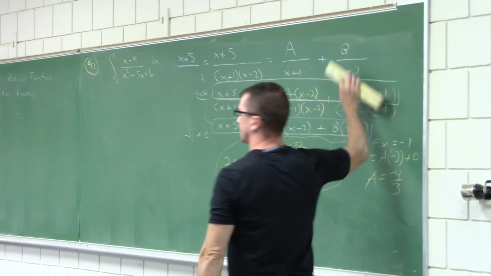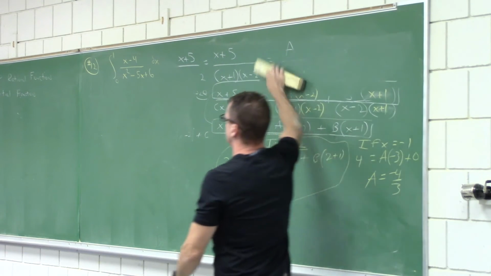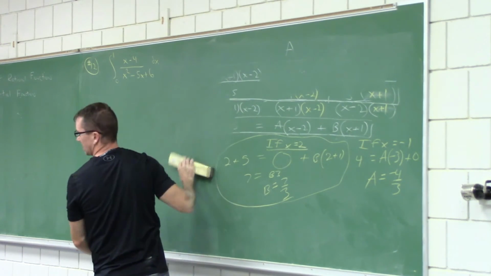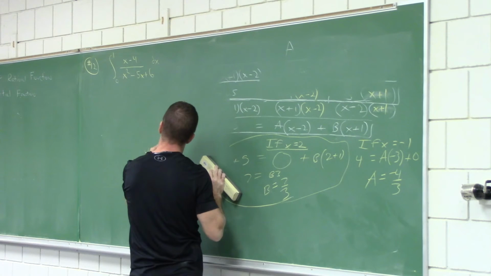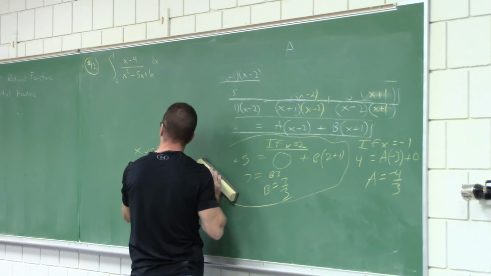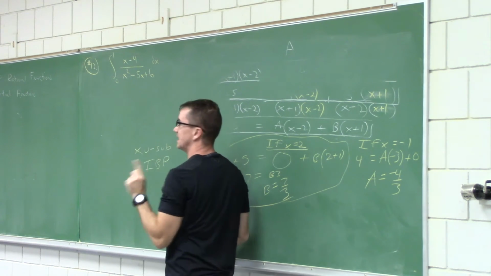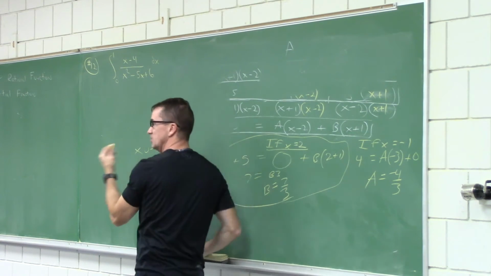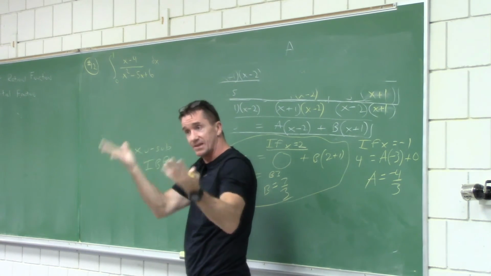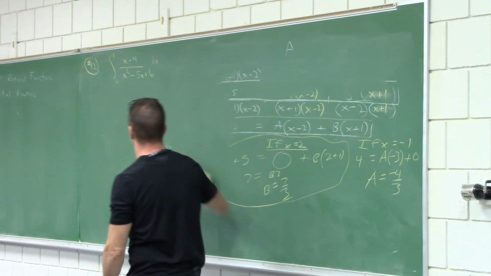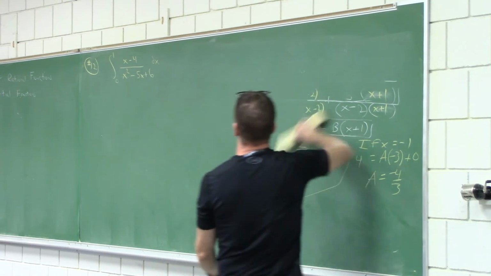You stare at it and you're thinking, oh, is that a U sub? Does not look like a U sub. Is that integration by parts? That does not look like integration by parts. But we do see a rational expression, so we're now thinking partial fractions. Okay, let me get this all out of the way.